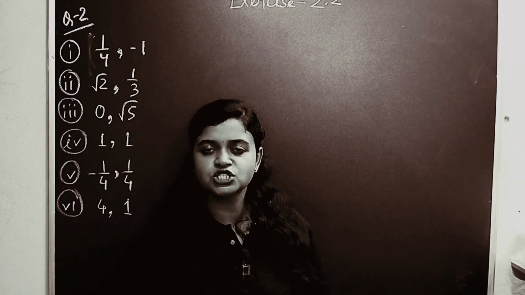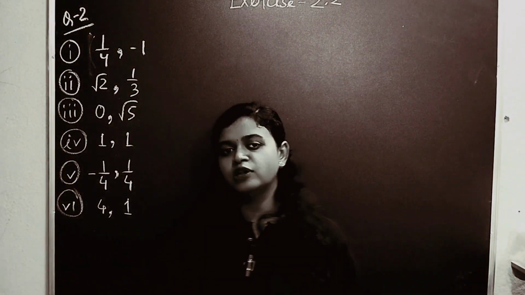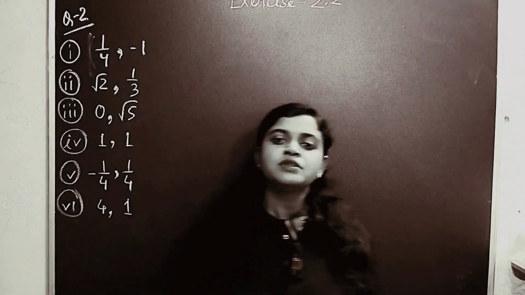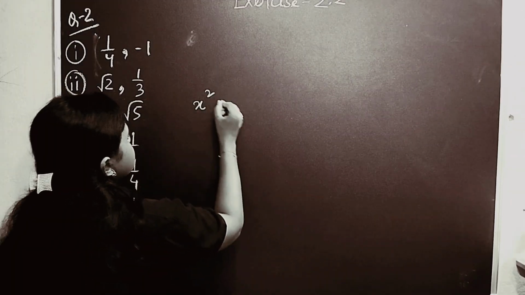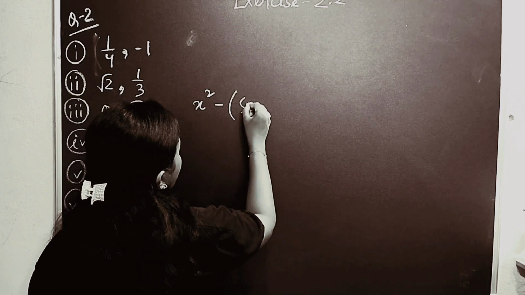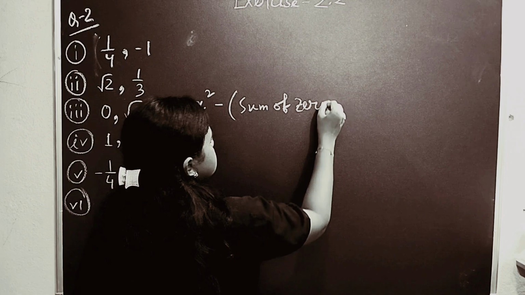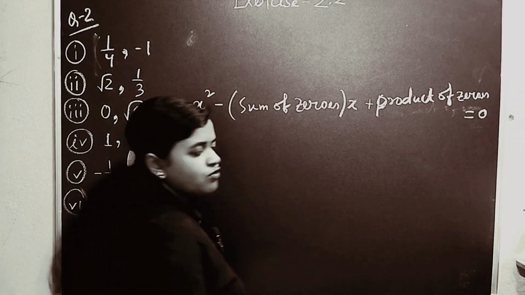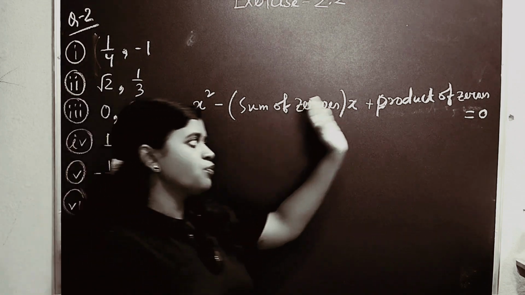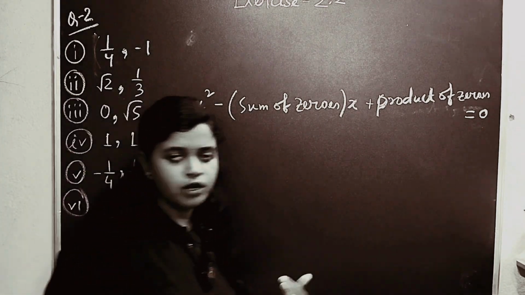In this session, we will discuss question number 2: how to find a quadratic polynomial when the sum of the zeros and the product of the zeros are given. What is the formula? x square minus sum of zeros x plus product of zeros equals 0. If we are given the sum of the zeros and the product of the zeros, we can easily find the equation of the polynomial.